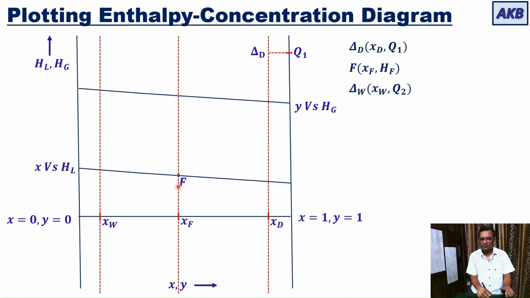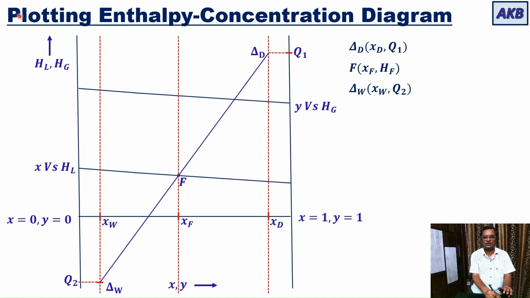So once point F you have located, earlier you located point delta D, then you simply draw a straight line through F to get a point that intersects with the vertical line passing through XW. The y coordinate of that point will give you Q2, x coordinate is XW, so that means this point is delta W, which has coordinates of XW and Q2. So in this way, there are 3 points. Locating these 3 points is important in the Ponchon-Savarit method.